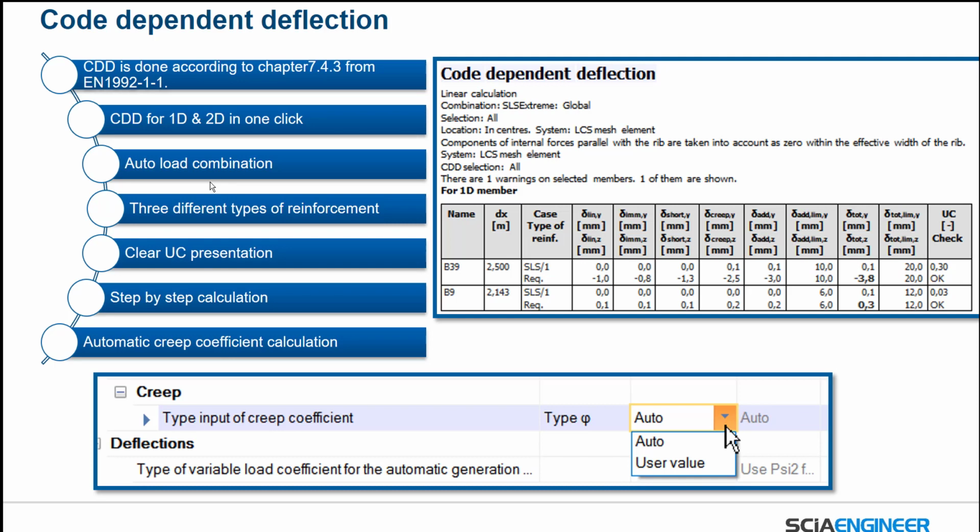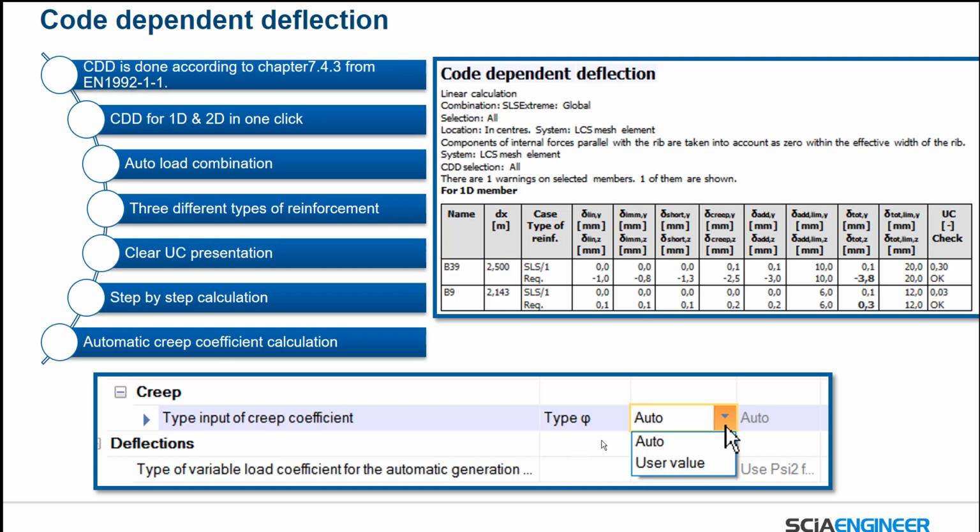You can use 3 different types of reinforcement for the calculation of the long-term deflection, and of course the unity check will be available to guide you if everything is fine or not. From this table, I'm trying to show you how SIA calculates the step-by-step deformation: immediate, linear, and short-term deflection, creep, additional. All this information will be available inside the brief output of the CDD calculation.